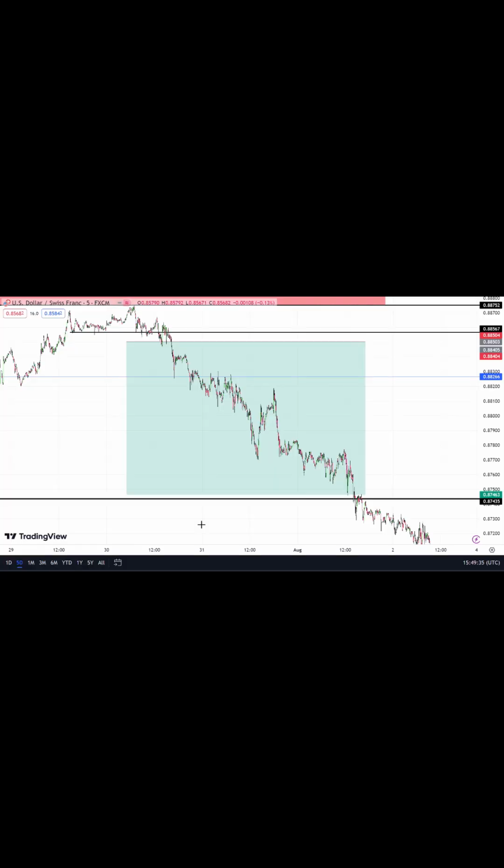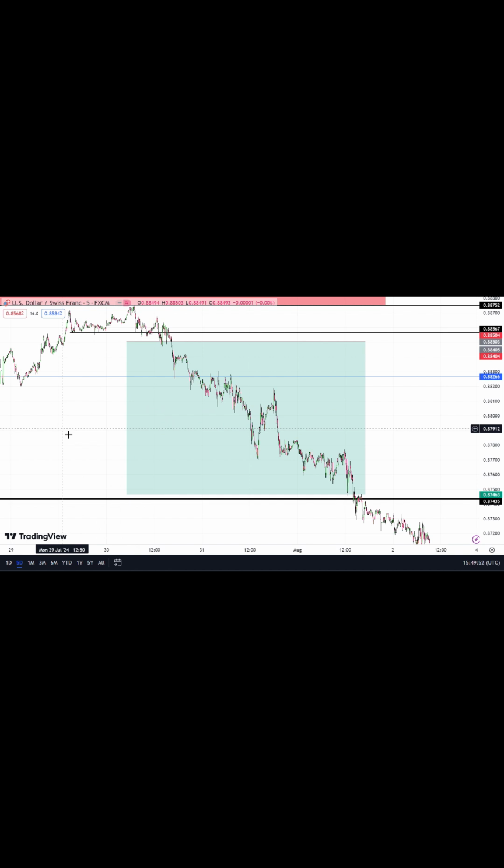So I can show you what I did, so you can do this also. Make sure you backtest this first before trading your live account. So let's dive deep into it. Alright guys, this was a trade I took on USD CHF. Let me show you what I did, or what I look out for, before taking this trade.